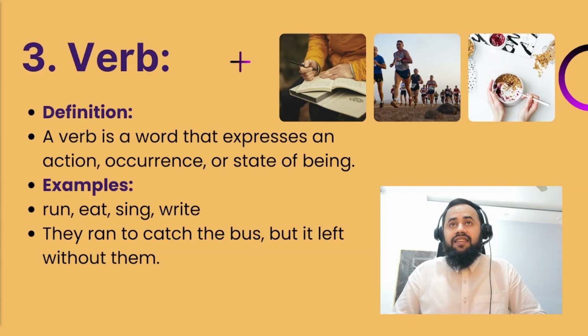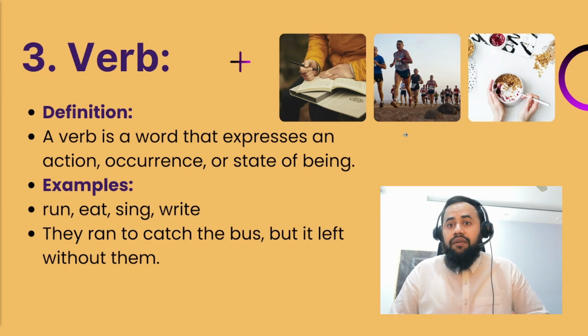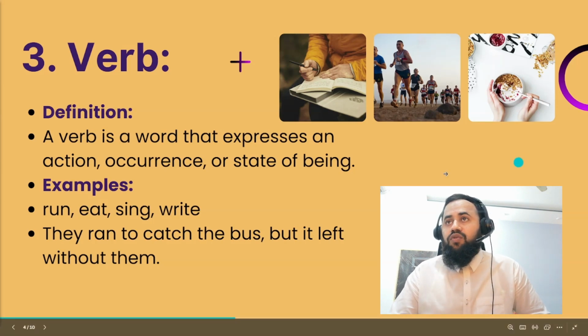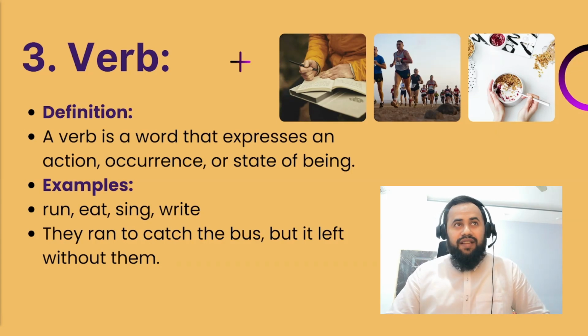As you guys can see over here, we have a person who is writing something in the book. So writing is a verb, and there are athletes who are running over here, so running is counted as a verb. And there is someone who is just trying to eat something very delicious, so that is also counted as a verb. Okay, so let's move to the next one.